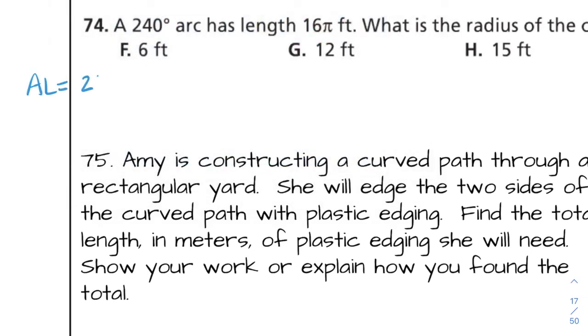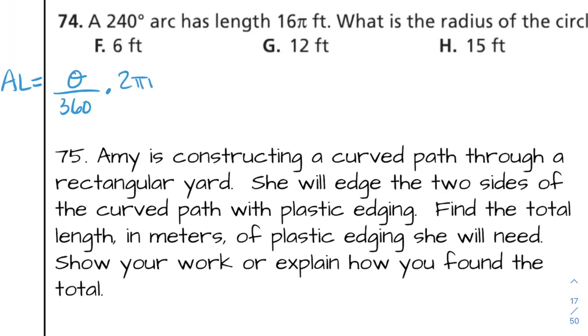equals 240 degrees over 360 times, oh, it has a length of 16 feet, but okay, let me just leave it as theta, times 2 pi r. So we're solving for the radius in this case. We need to know what theta is and what arc length is, and we know both of those. Arc length is 16 pi. So 16 pi equals 240 over 360 times 2 pi r.